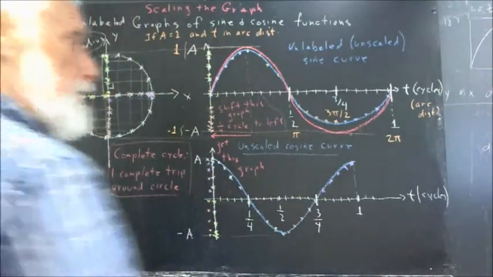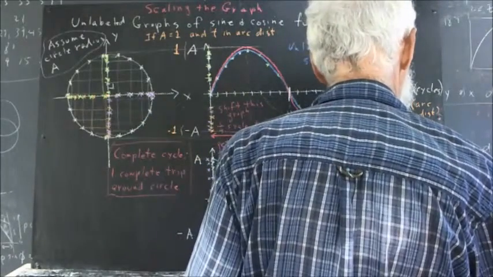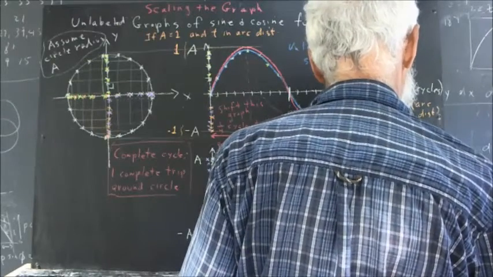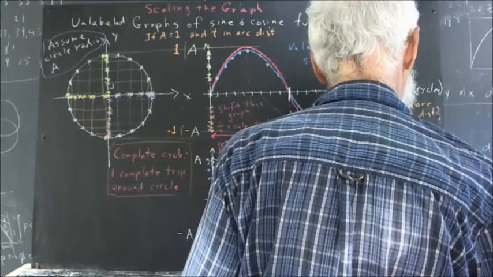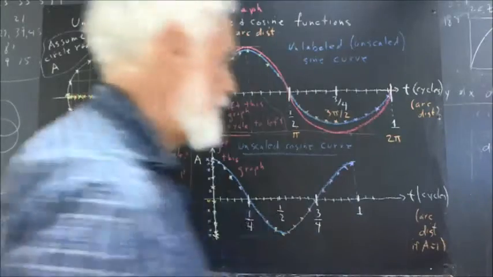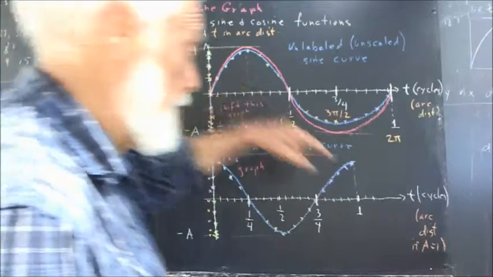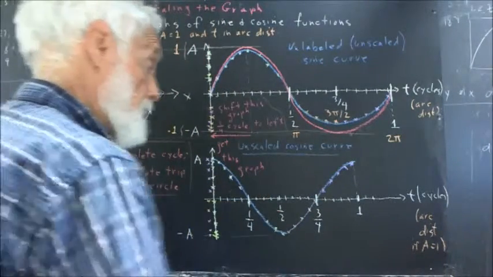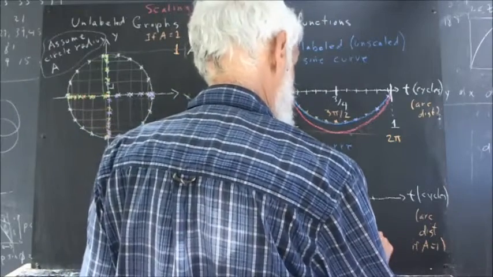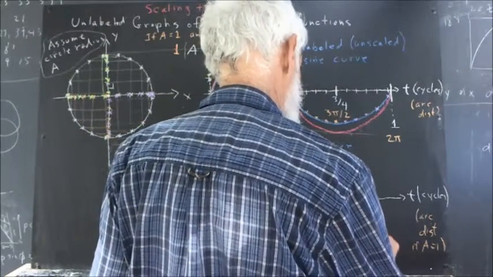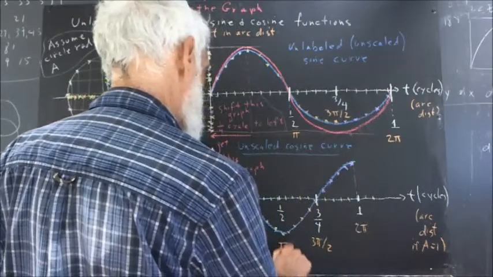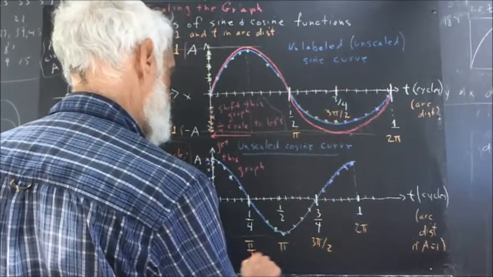And if we do the same thing down here, and I'll say arc distance if A equals 1, just repeating our assumption that A equals 1. Because if A is not equal to 1, the arc distance is going to be bigger or smaller depending on whether the circle has a greater or lesser radius. So we're going to have 2 pi here, 3 pi over 2 here, pi here, and pi over 2 here.